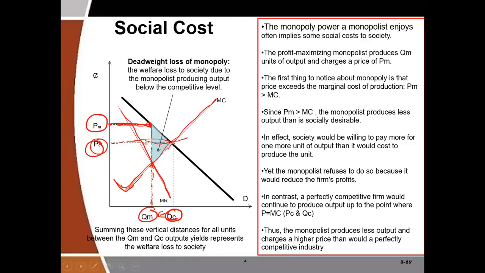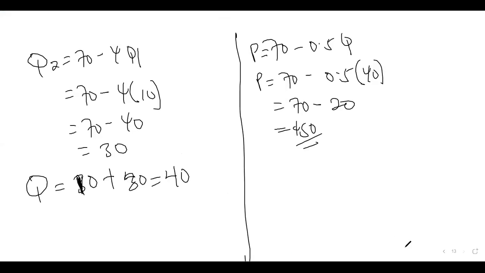The implication will lead to what we call deadweight loss. Deadweight loss is a welfare loss because the producer charges a higher price. So let's show it mathematically. Now, to understand this concept, I need to teach you concepts called consumer surplus and producer surplus.